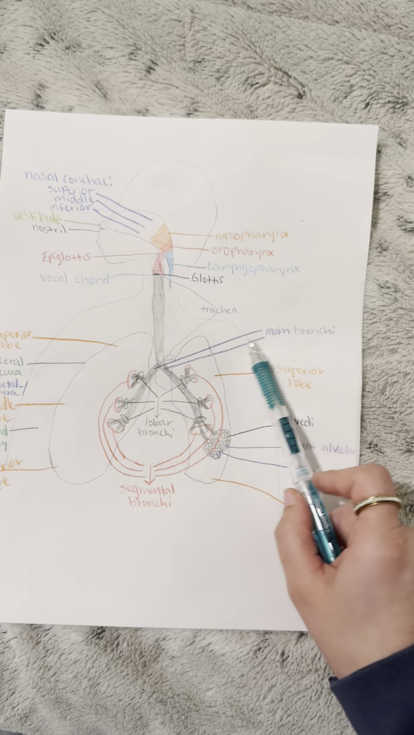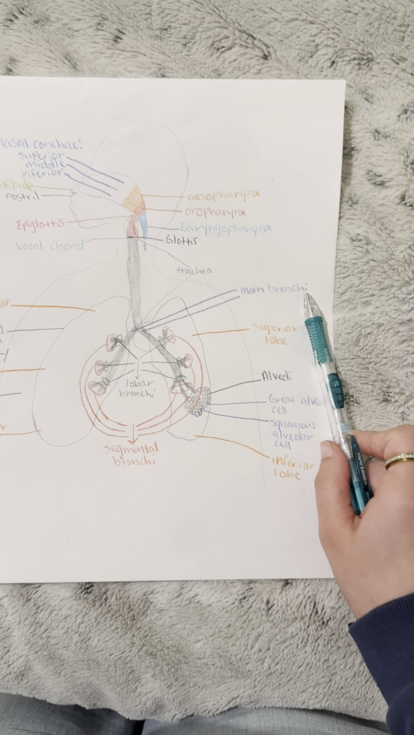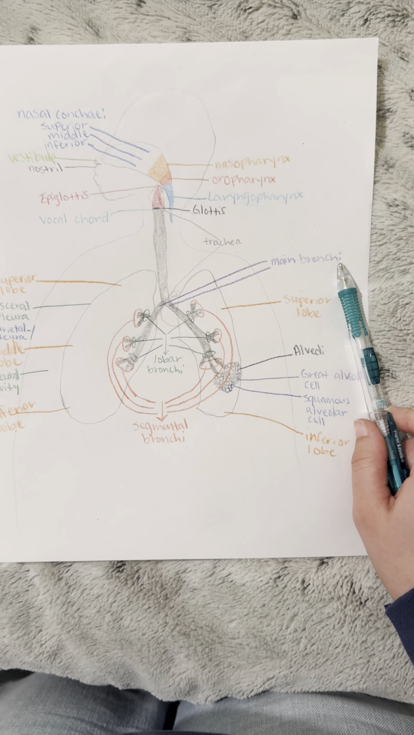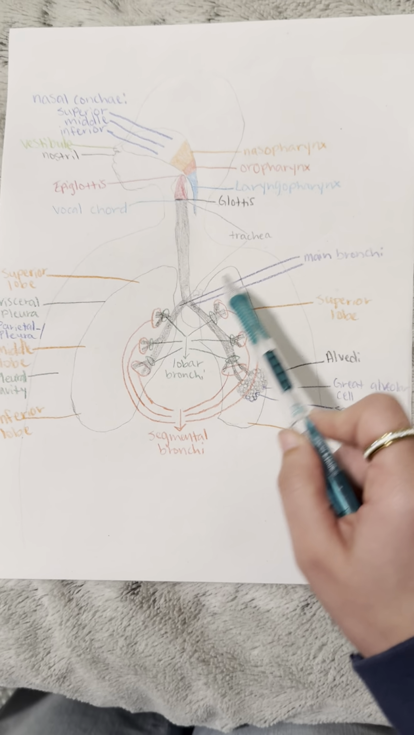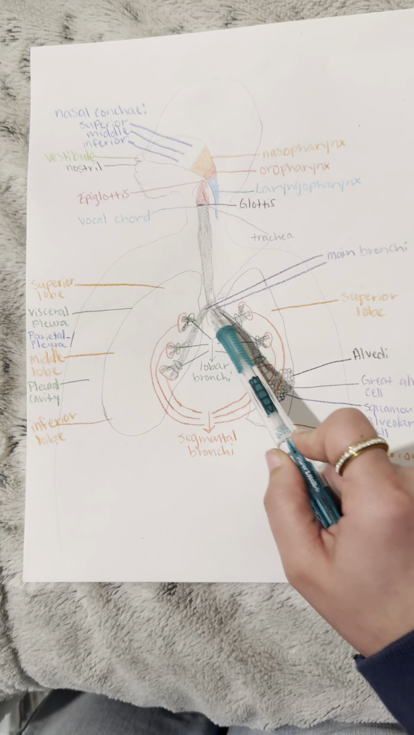Now what do we have? Next we have the main bronchi, and this is where the trachea is split, and it goes to each lung. So I drew them right here, a line to this one and a line to this one.